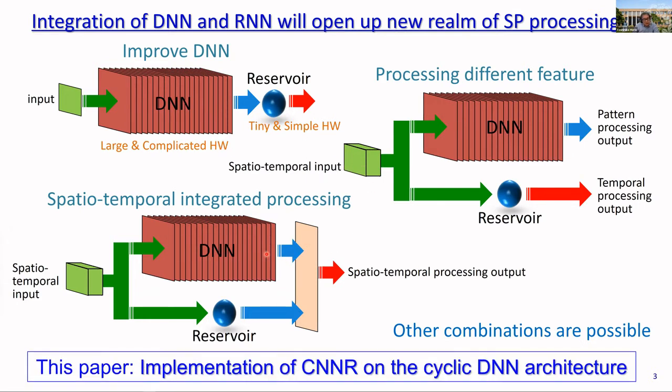So in this paper, I will show you the implementation technique of the chaotic neural network reservoir on the cyclic DNN architecture to make those combinations possible.